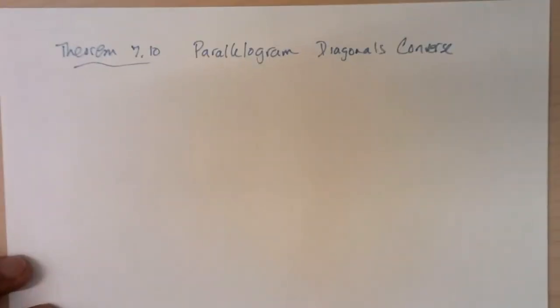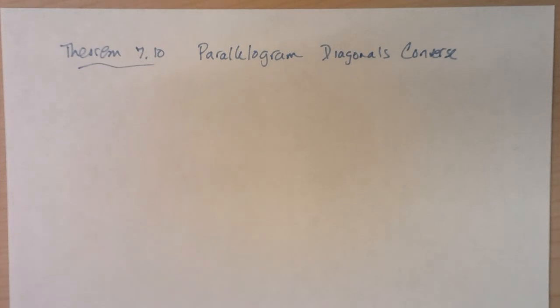And for the last theorem of 7.3, or the last way that you could use to prove that a quadrilateral is a parallelogram: the diagonals converse. Before I go over this, you might need to refer back to your notes for the parallelogram diagonals theorem to be able to write the converse. But see if you can figure out what the converse is before we go over it together.